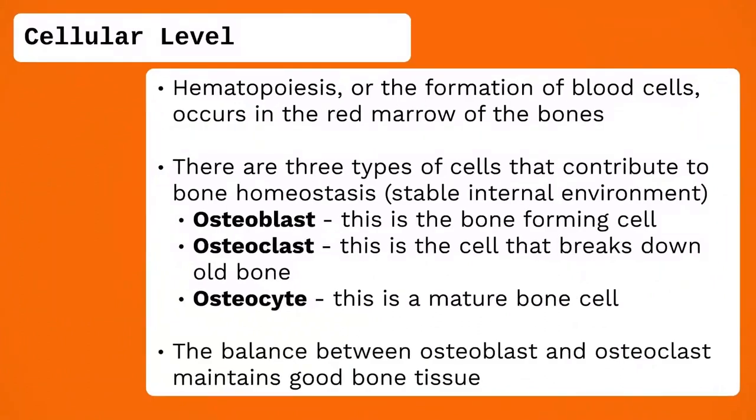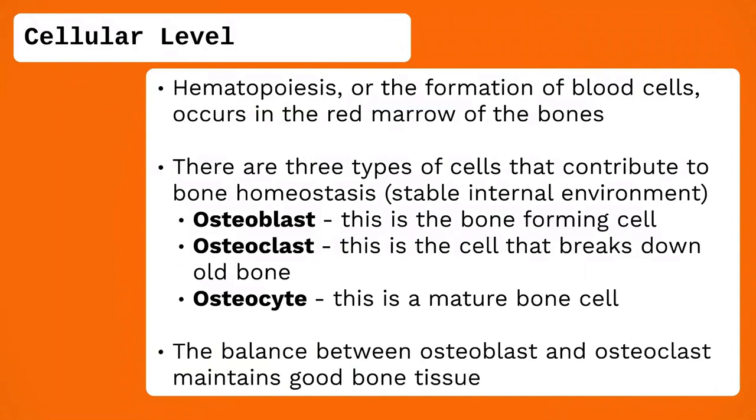On the cellular level, we have hematopoiesis, or the formation of blood cells. This occurs in the red marrow of the bones. There are also 3 types of cells that contribute to bone homeostasis. Homeostasis just means a stable internal environment. So basically, 3 types of cells that contribute to keeping our bones normal.